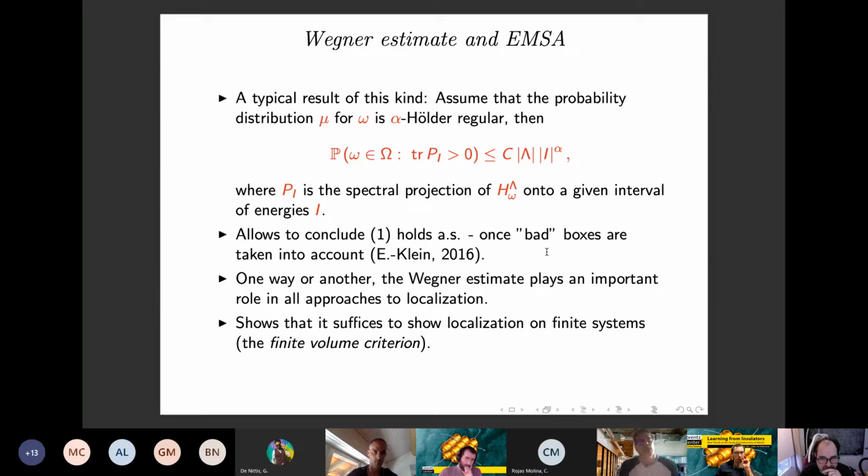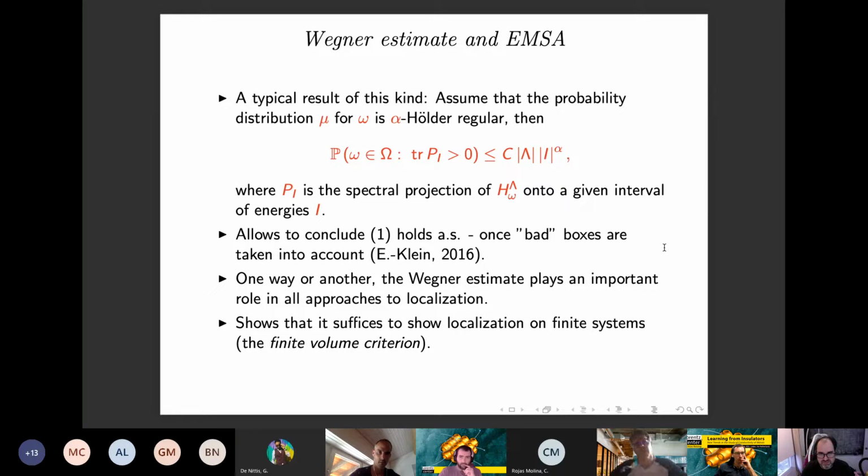So what is the typical result of this kind? You consider a distribution mu, which is alpha-Hölder regular, and then you can control the probability of omegas for which an interval I of energies contains at least one eigenvalue. This probability is proportional to the volume of the box on which you work, and the size of I raised to the same power alpha, that is the Hölder regularity. Okay? So it turns out that this is more than sufficient to resolve the small denominator problem.